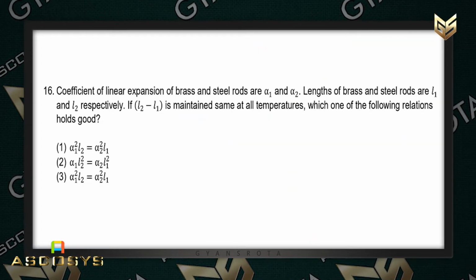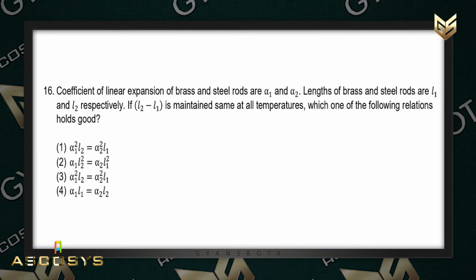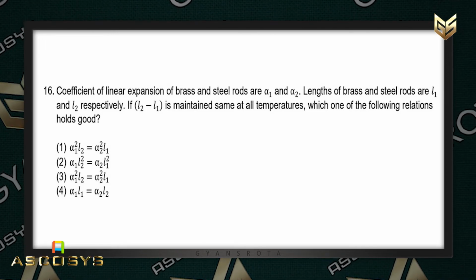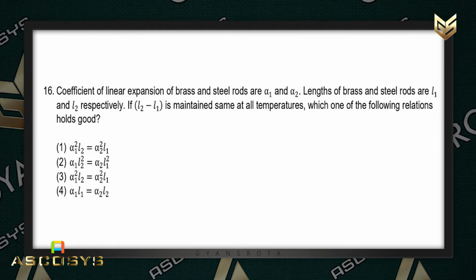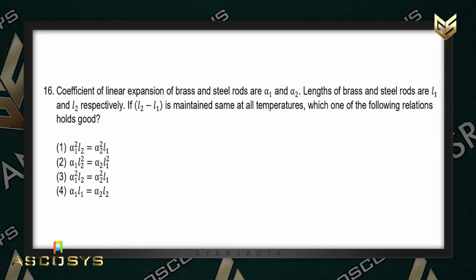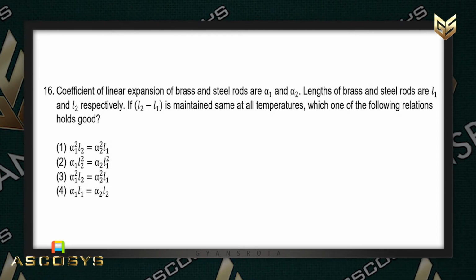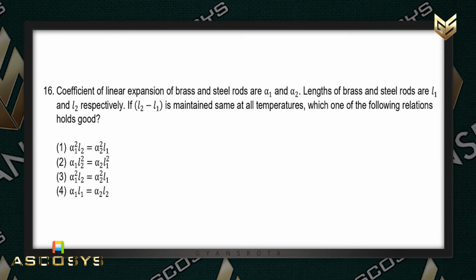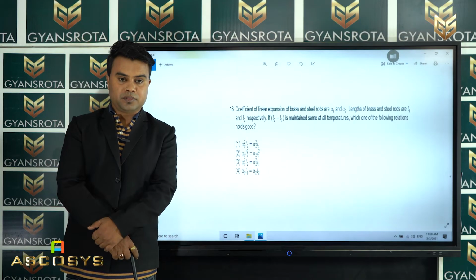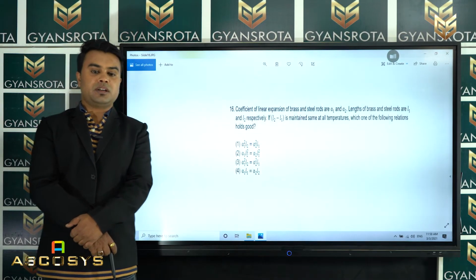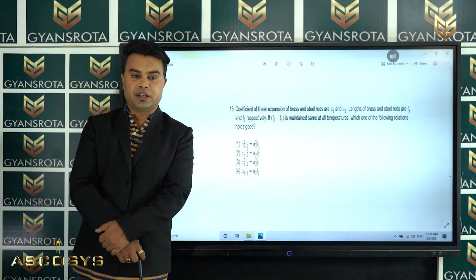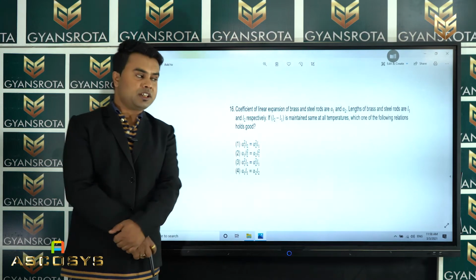Coefficient of linear expansion of brass and steel rods are alpha 1 and alpha 2. Length of brass and steel rods are L1 and L2 respectively. If L2 minus L1 is maintained same at all temperature, which of the following relation holds good for the answer? Okay, this is from the chapter thermal properties of matter, and you need to calculate the expansion in length, linear expansion.